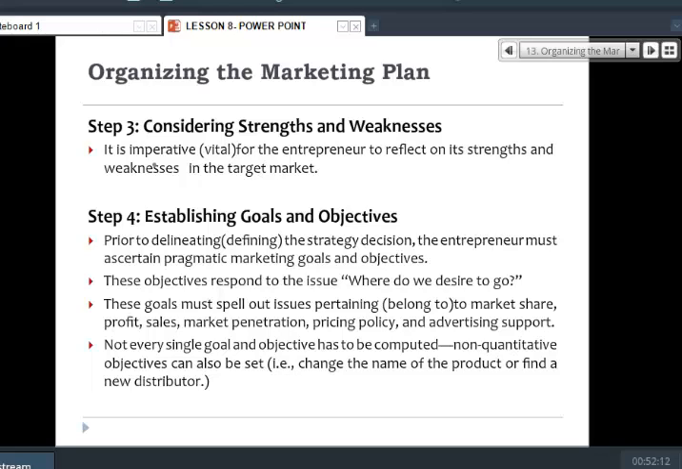You need to note that not every single goal or objective has to be quantified. Non-quantitative objectives can also be set, for example, change the name of the product or find a new distributor. So not all objectives can be measured and monitored, because some of the objectives are qualitative. Only the quantitative objectives could be measured.